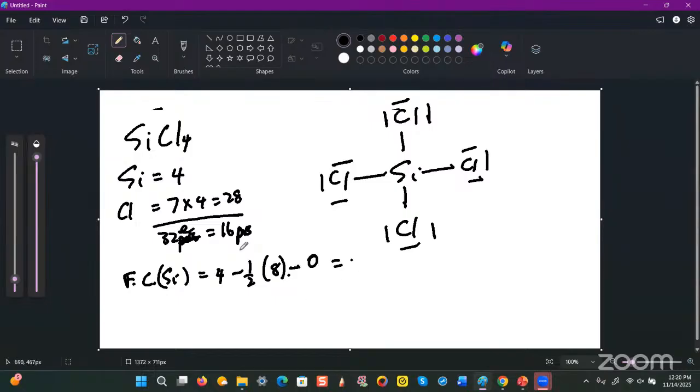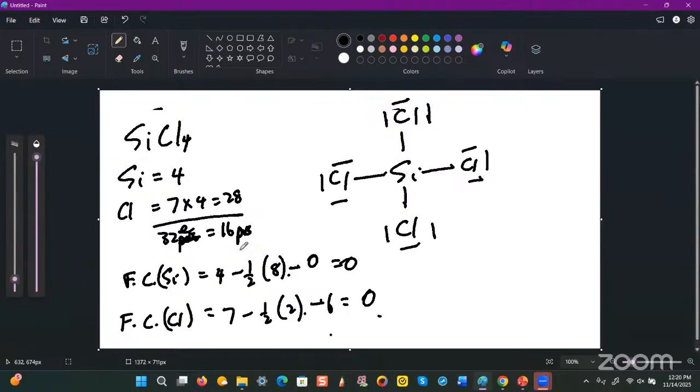So when you work this out, that turns out to be 0 for the silicon. And if I were to do the same thing for the chlorine, I'm going to do the calculation for one chlorine atom, because it's going to be the same for all the other chlorine atoms. So in the case of chlorine, the group number is 7 minus half the number of bonding electrons. Now, for each chlorine atom, there are 2 bonding electrons, so half of 2 goes here. And then minus the number of non-bonding electrons, which would be 2, 4, 6.